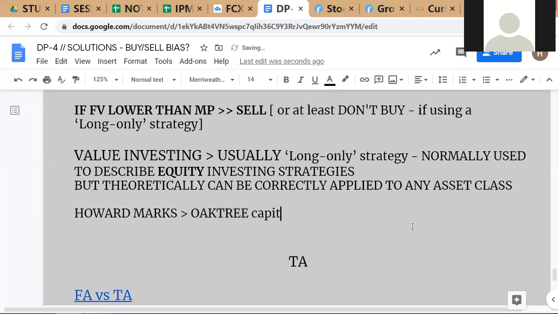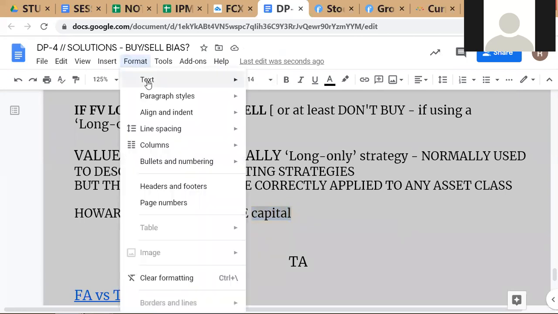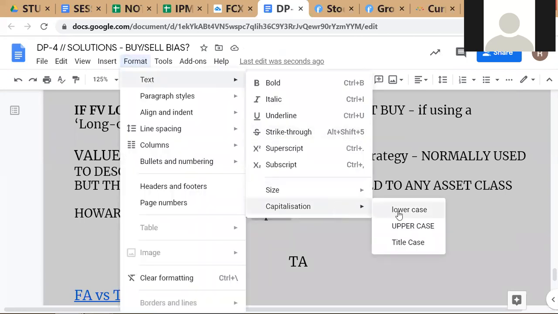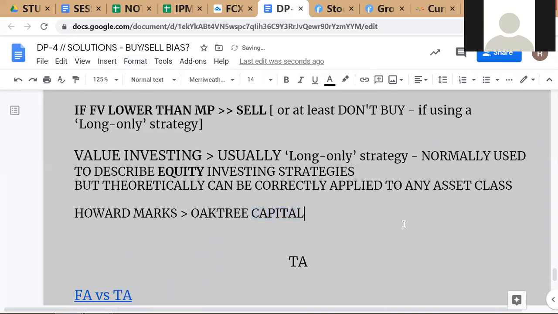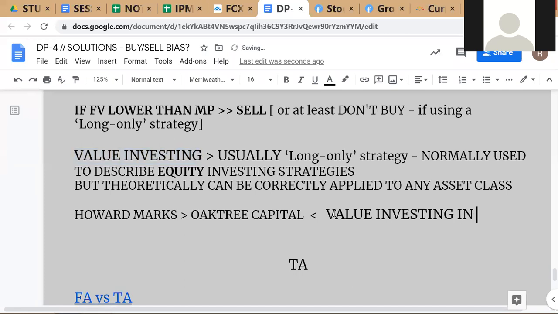Oak Tree Capital. Now, what these guys are doing is applying the same value investing style that Warren Buffett applies to equities, but to debt. Usually they're applying it to corporate debt. Okay. Value investing in debt.